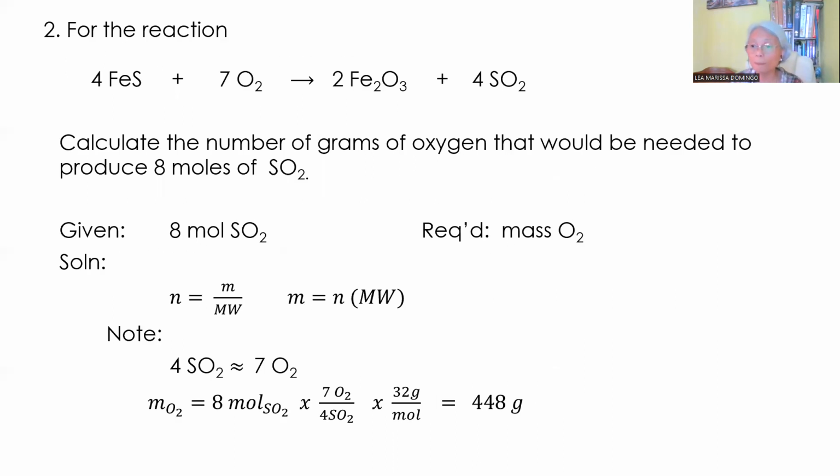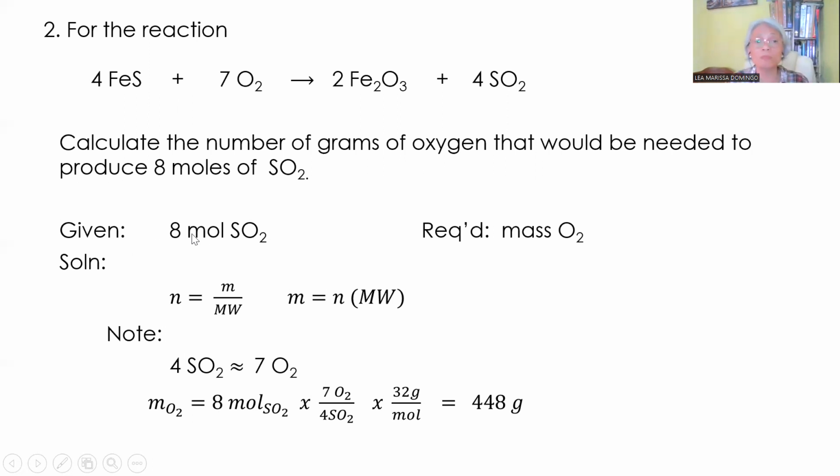The second problem, for the reaction, 4 moles of ferrosulfide plus 7 moles of oxygen, we will produce 2 moles of ferric oxide plus 4 moles of sulfur dioxide. We are asked to calculate the number of grams of oxygen that would be needed to produce 8 moles of sulfur dioxide. So, hindi ko na isusulat yung step 1, 2, 3, 4. No? So, isipin na lang natin kung ano yung mga steps na yon.